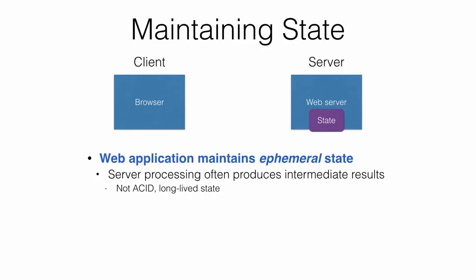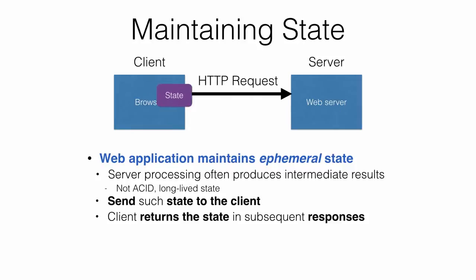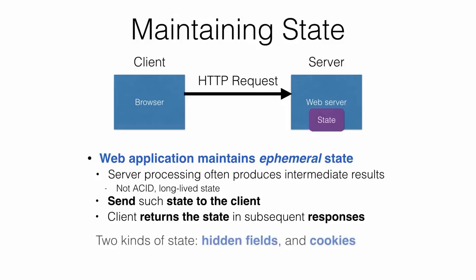So in order to maintain this state on the client rather than the server, we will actually send an encoding of it back with each response, and then the client can return that state to the server when it makes its subsequent requests. And there are two ways that we can implement things this way. One is to use hidden fields in the HTML documents that are communicated back and forth that the server generates, and the other is to use something called cookies.